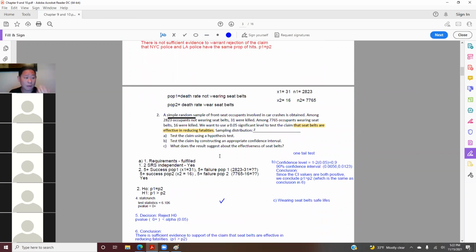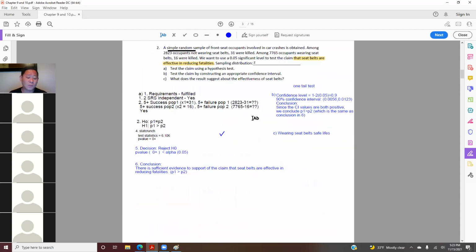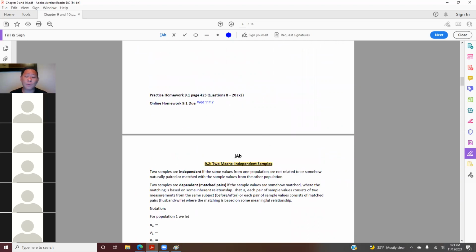So this section is all about population proportion, where they talk about proportion, categorical. So if you wear seatbelts, how many people die? If you don't wear seatbelts, how many people don't die? This one is talking about LA and New York shooting targets. Talking about proportions means the rate, percentage, proportion. They're all the same. The next one that we talk about is 9.2, where we do the mean, 2 means. So we got 2 proportions and 2 means.